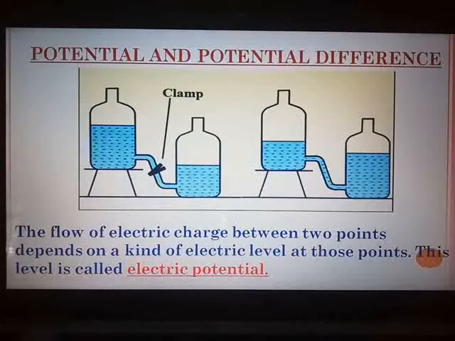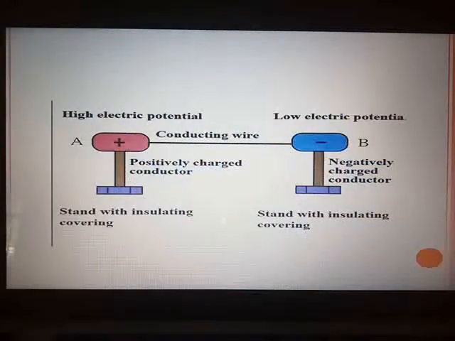Means just like the water flow which we have seen in this experiment, the flow of electric charge is also same like the flow of water, and it depends also on a kind of electric level which was known as electric potential. Our next concept was potential difference and the flow of electricity.